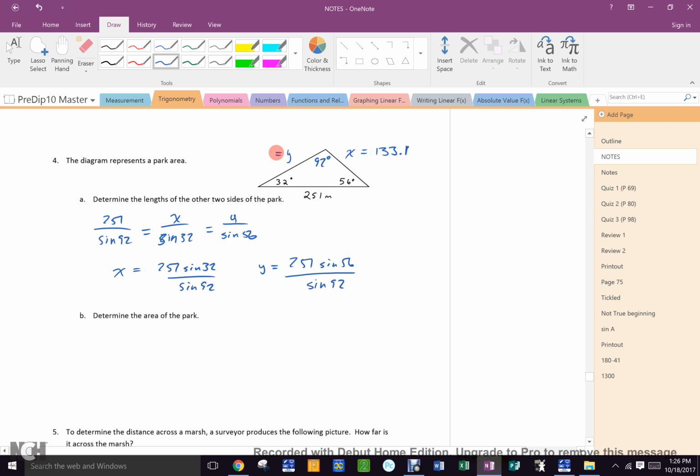Make sense? You had to do sine law, but you did have to do it twice, and you had to figure that out. I'm going to give you a 2.